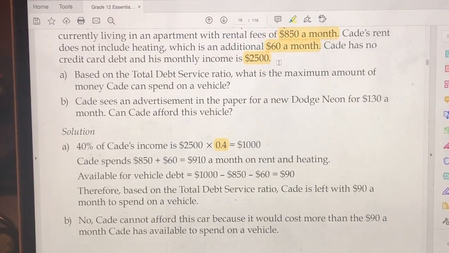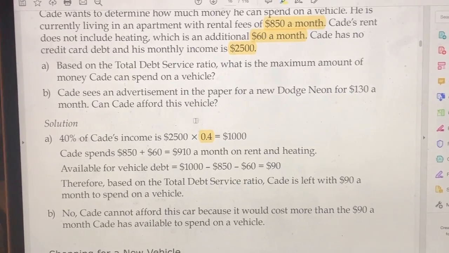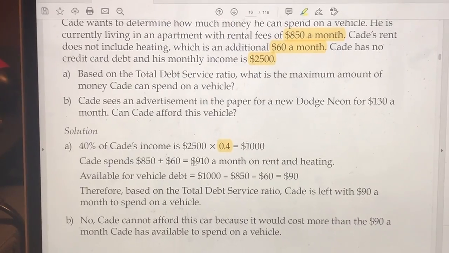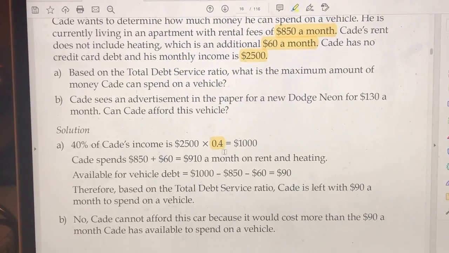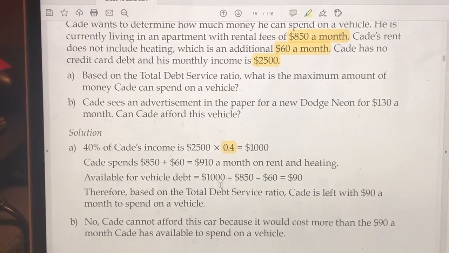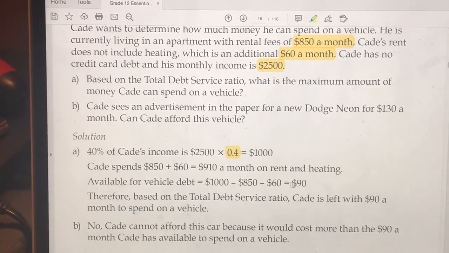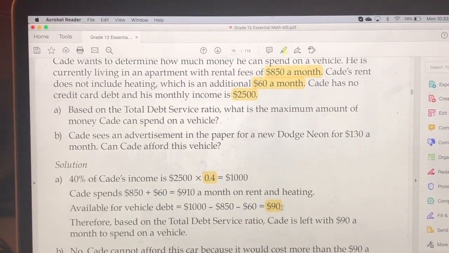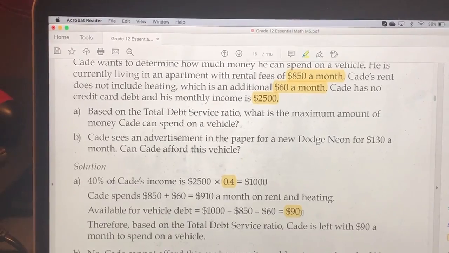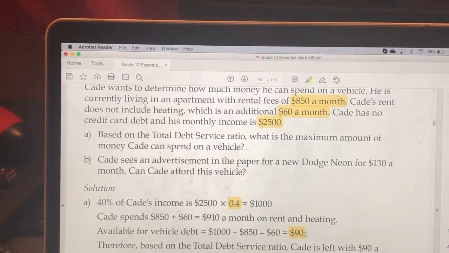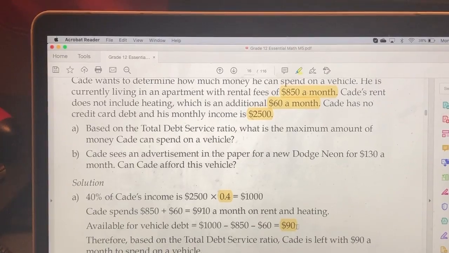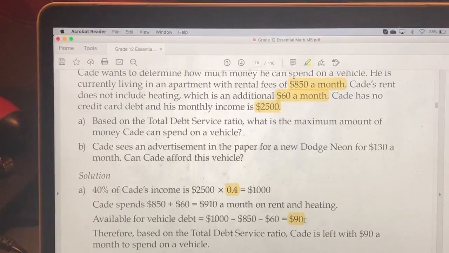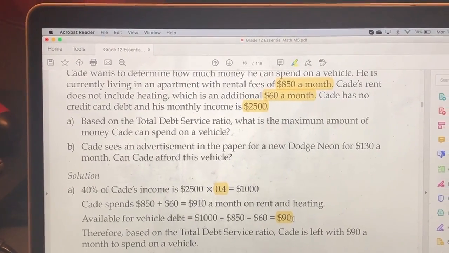So as we mentioned before, $850 a month and $60 a month, which we have here. We have $910 per month on renting and heating. He's going to have to subtract those two values in this case. So you subtract those two values, he really only has $90 left a month. Therefore, in this case, he's left with $90 a month to spend on a vehicle. So we flipped it around and we wanted to find out the total dollar amount of how much he can afford for a car. It would be $90.